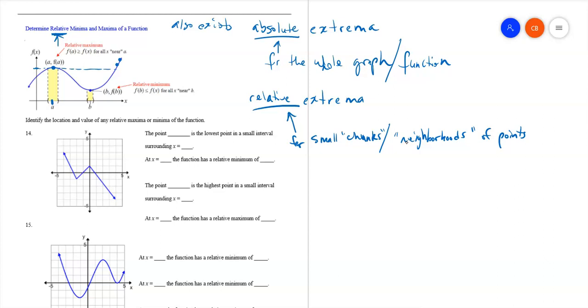And that's what makes it a relative maximum. Same deal for relative minimum. It is lower, it is a smaller y value than any of the other points that are around it. And you can make this interval that you're looking at as small as possible.